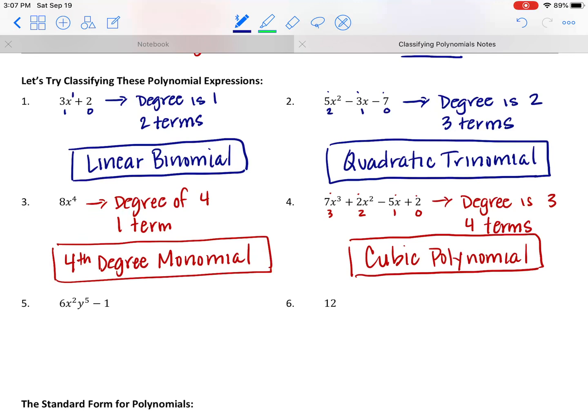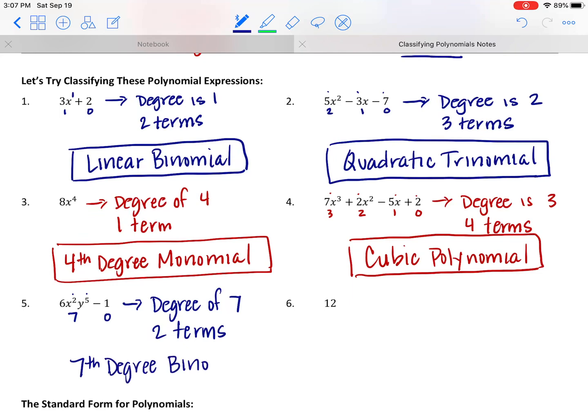Okay? How about this next one? We have, let's see, 2 x's and 5 y's. That means this first term has a degree of 7, and this term has a degree of 0, so this entire polynomial has a degree of 7, and it's got 2 terms. So we're going to call this 7th degree, and it is a binomial. A 7th degree binomial. Okay?